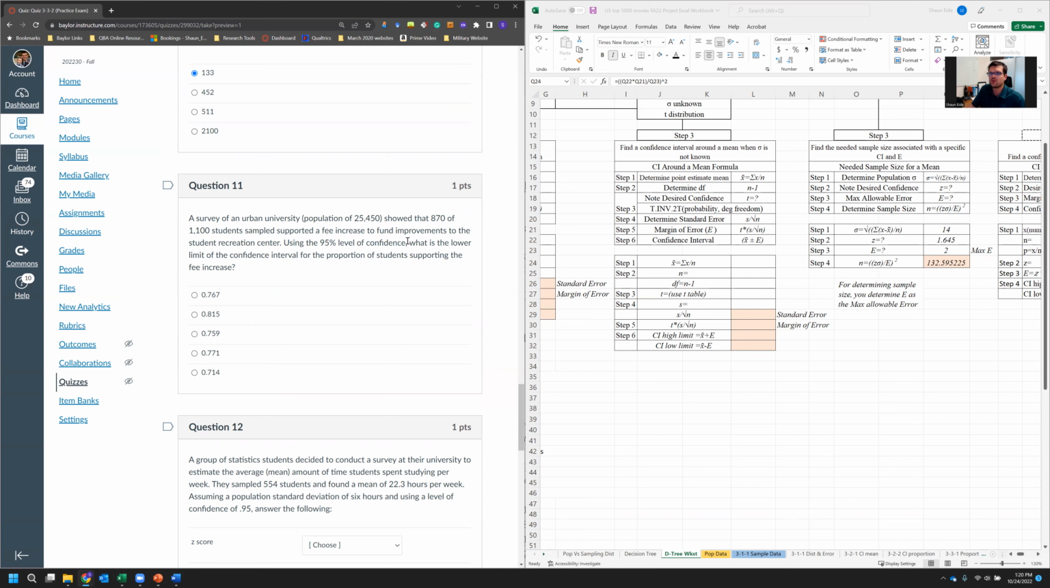Okay, so what is the lower limit for the confidence interval, the proportion of the students? It's going to be 0.767. Okay. And then let's see here.